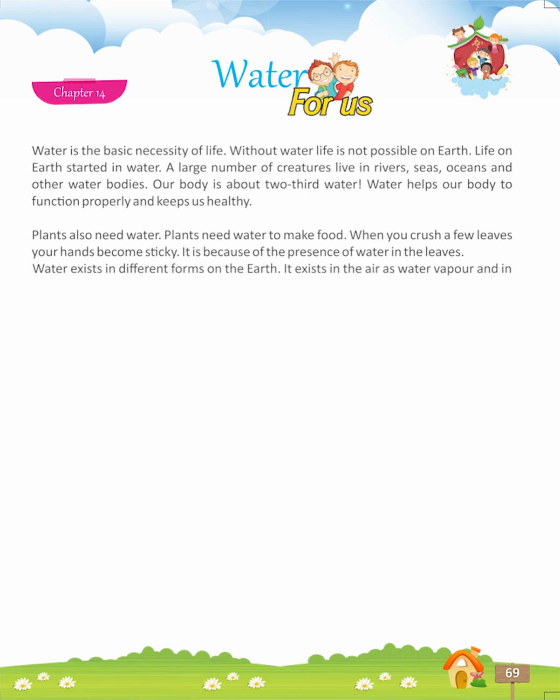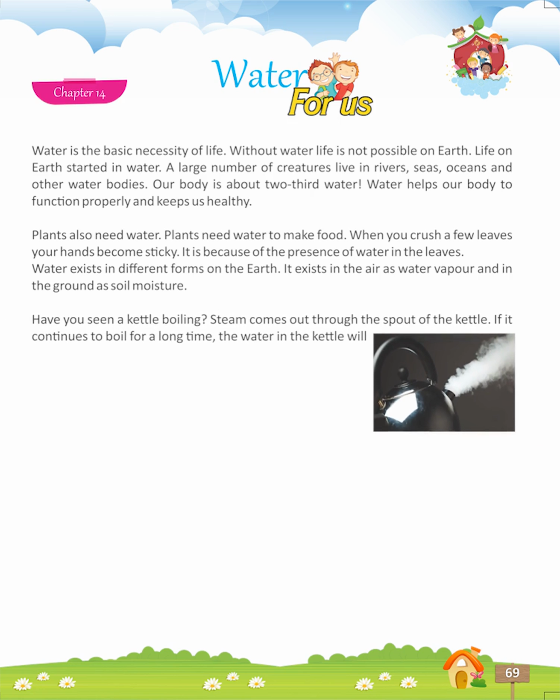Water exists in different forms on the earth. It exists in the air as water vapor and in the ground as soil moisture. Have you seen a kettle boiling? Steam comes out through the spout of the kettle. If it continues to boil for a long time, the water in the kettle will become less. Water changes into water vapor. This process is called evaporation.